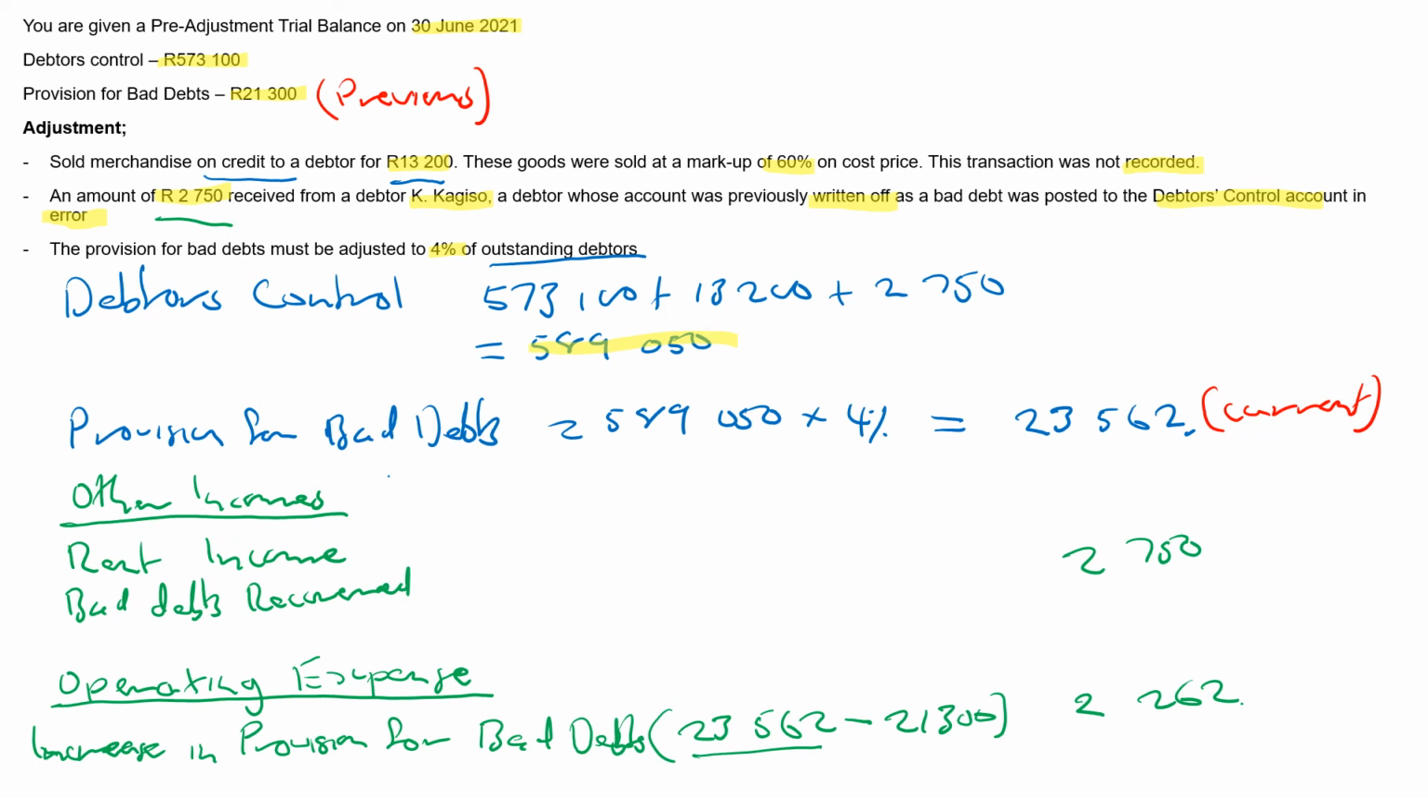So these are the kind of things that you need to pay attention to, especially with provision for bad debts. It's always calculated on outstanding debtors. You just make sure that if there's any adjustment that you need to make, you make that particular adjustment.